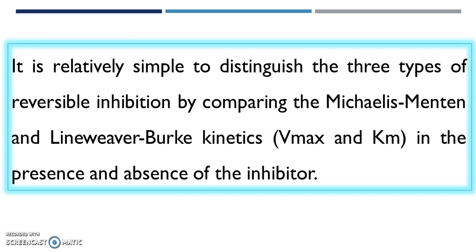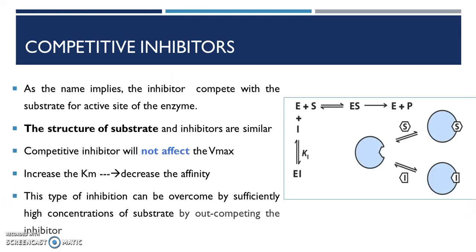The three different types of inhibition can be easily distinguished by Michaelis-Menten equation or Lineweaver-Burk kinetics, that is, by measuring the value of Vmax and Km, where Vmax is the maximum velocity or maximum reaction rate and Km is called the Michaelis-Menten constant. So we have to compare the values of Vmax and Km both in presence and absence of the inhibitor.